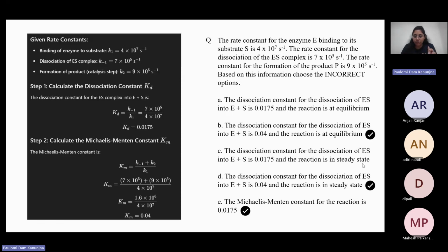Let me know any doubt. You can put it in the chat box or unmute yourself and let me know. Right. Coming to Dipali, I'll come back to the chat box.